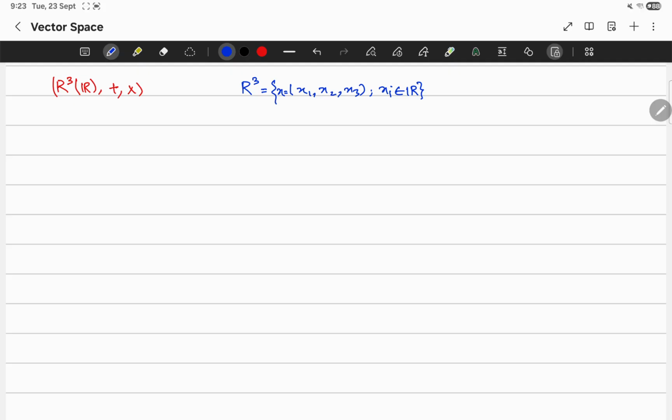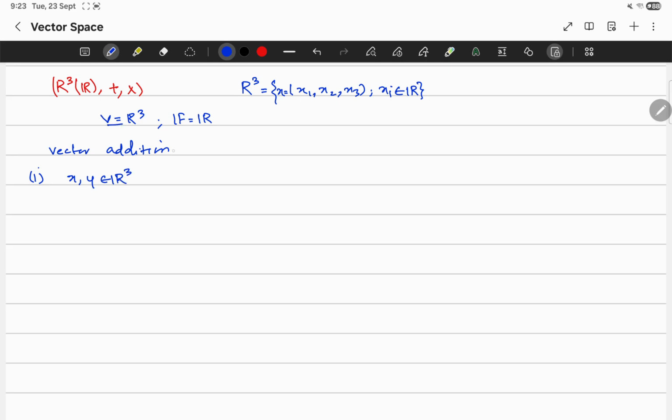Now we just prove that this is a vector space. So here the V is our R3 and our field F is our R. So going to the vector addition properties. In the vector addition, first if we have two elements of the R3, so that's our V.